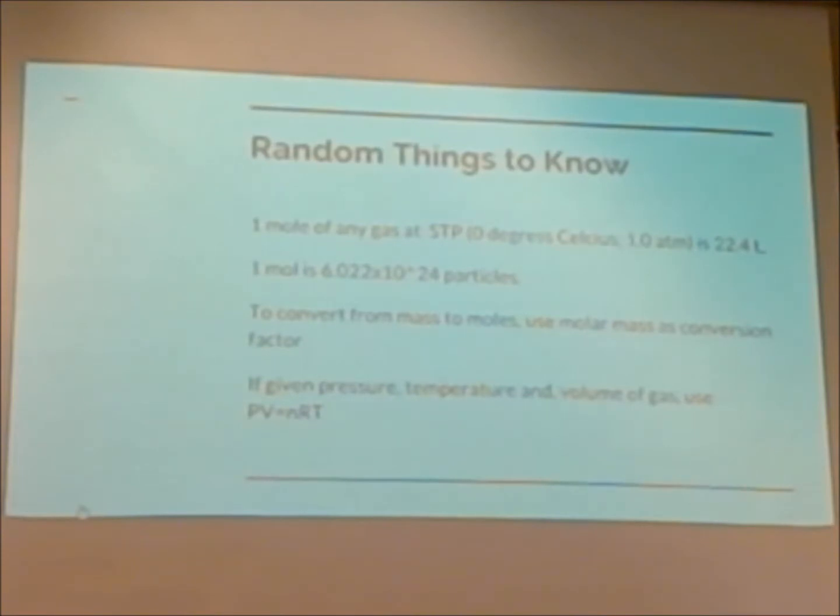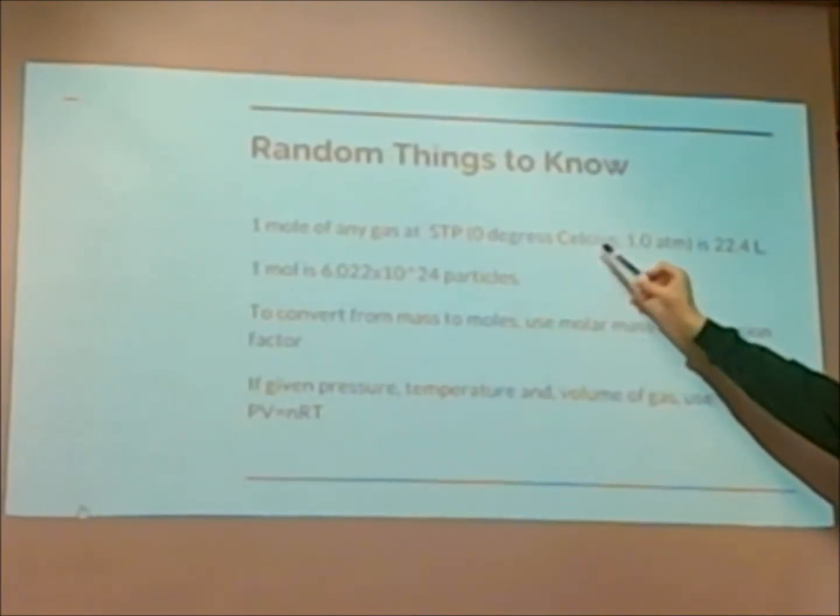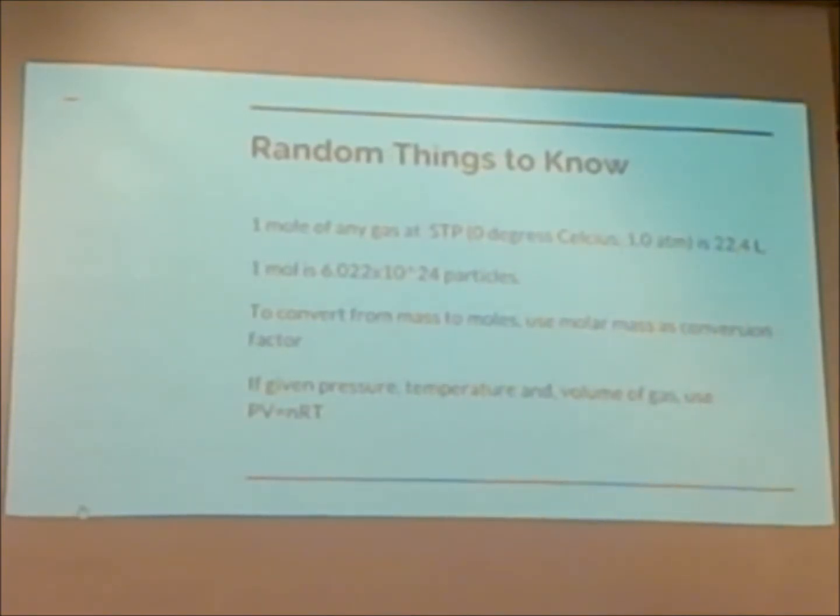If we have a gas, then 1 mole of it at STP, which is standard temperature and pressure, and it's 0 degrees Celsius, 1.0 atmospheres of pressure. So 1 mole of any gas at STP is always 22.4 liters. If it's not at STP, that's different. But if it gives you a reaction and says you're given this many grams of this reactant, what's the volume of the gas you're going to produce?